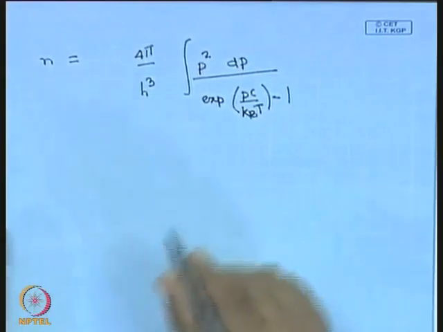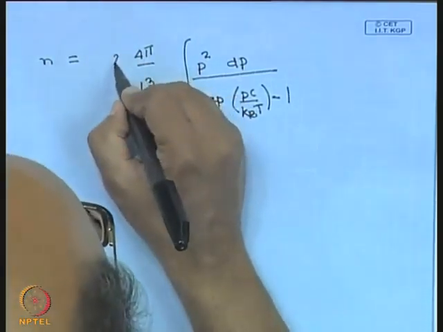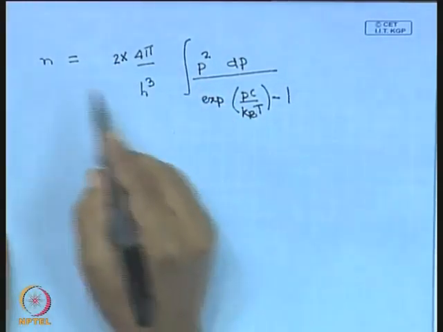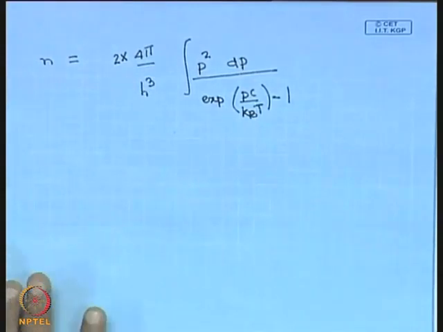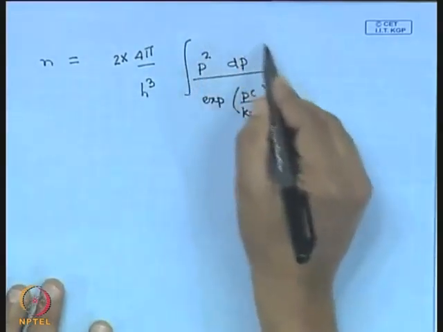Photons can be destroyed and created. There is no conservation number, so the chemical potential is 0. And there is a factor of 2 here because photons have 2 polarizations, both of which are like independent particles, so they will both contribute to the number density. So I will have a factor of 2. Okay. So this allows me to calculate the number density of particles from the occupation number.